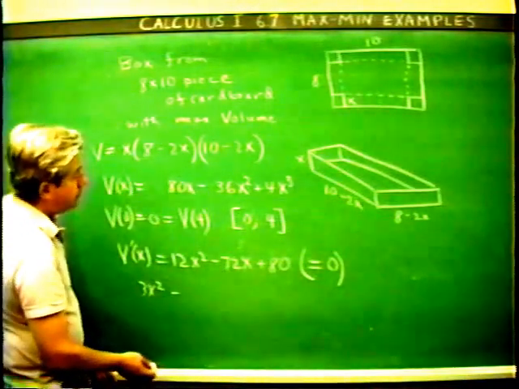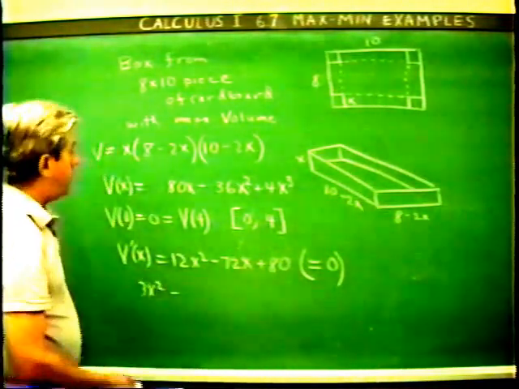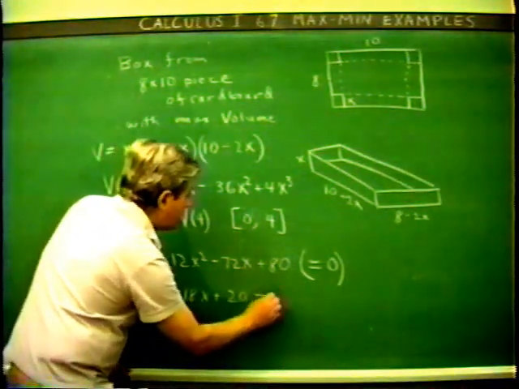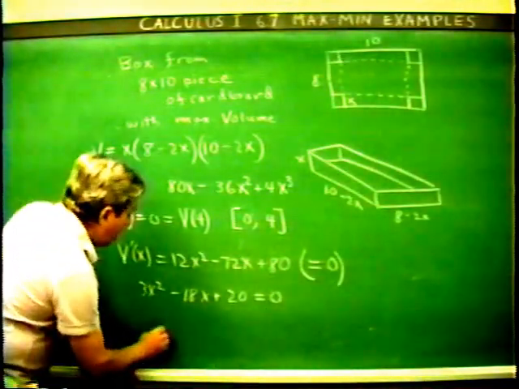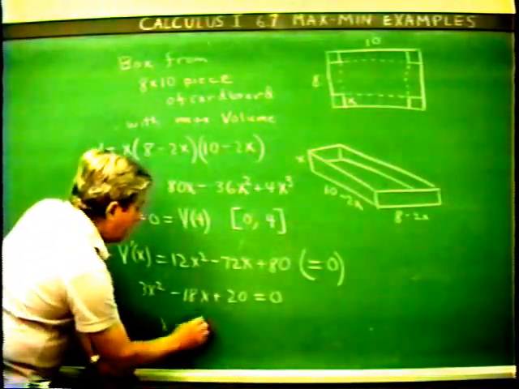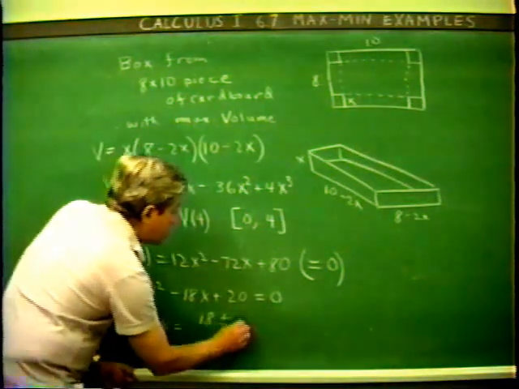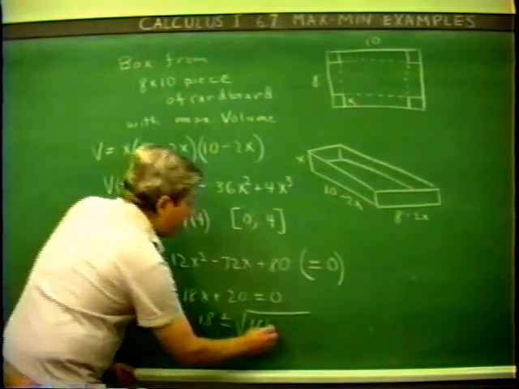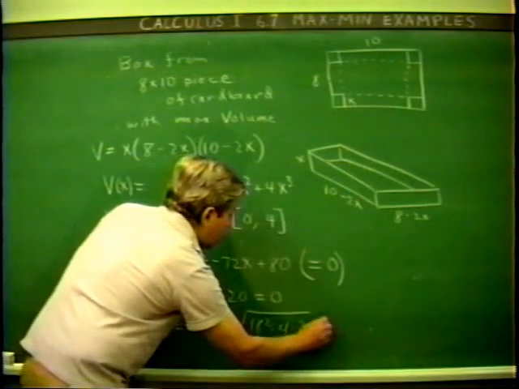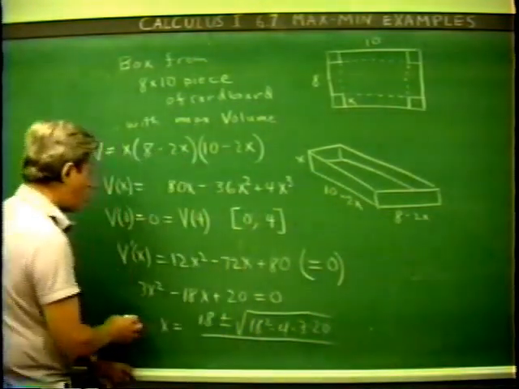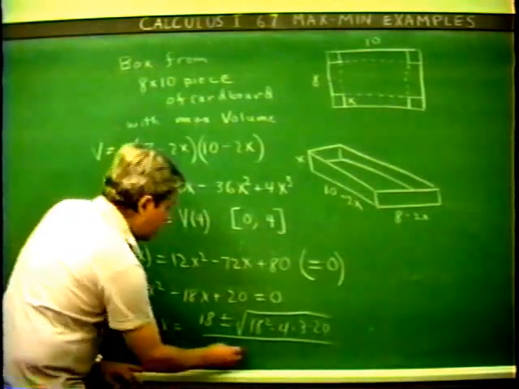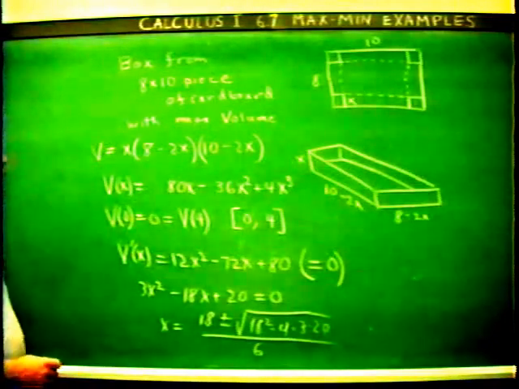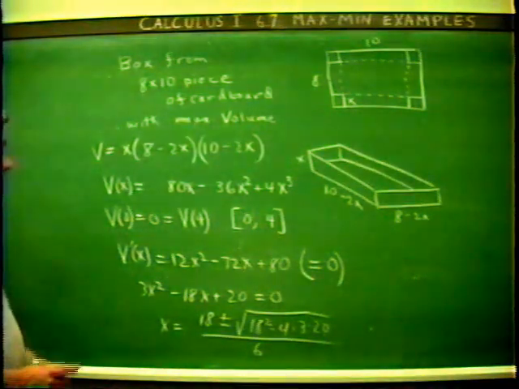All right. Well, I guess we can divide this through by 4 to simplify things. Here we get 3x squared minus 18x plus 20. We want to know, when is that equal to 0? And it's going to be equal to 0 when x is equal to 18 plus or minus the square root of 18 squared minus 4 times 3 times 20, over 6, that is, 2a. Right? So here are two candidates for the maximum and minimum.